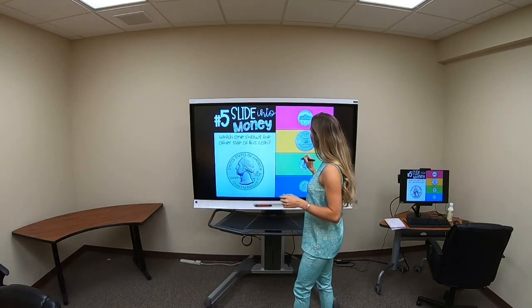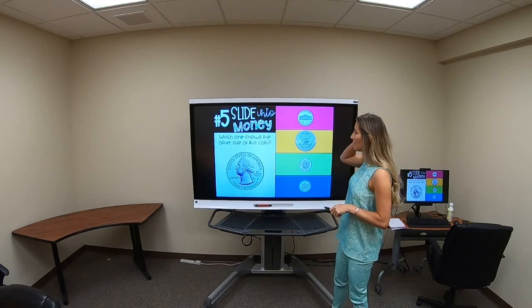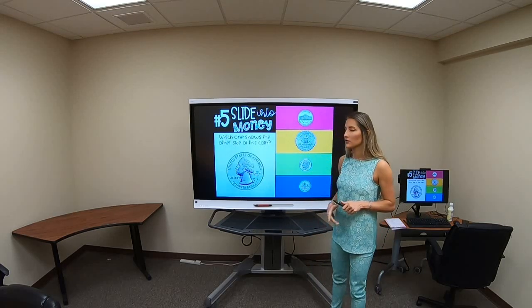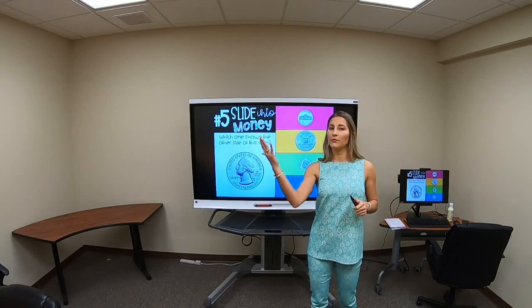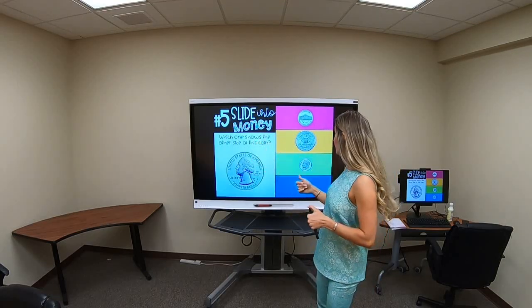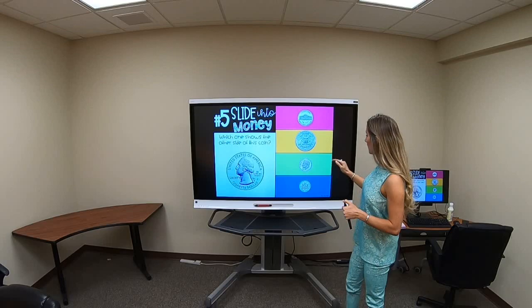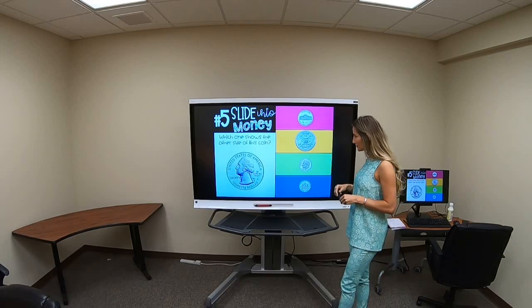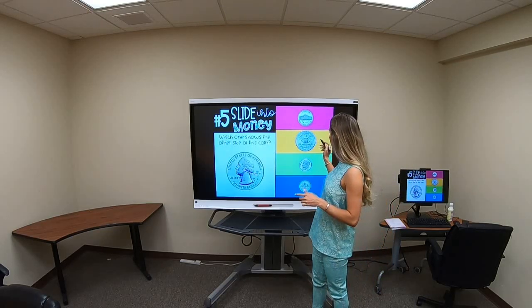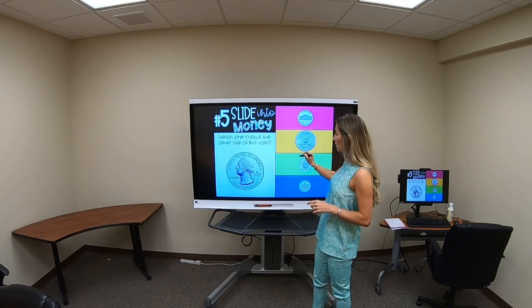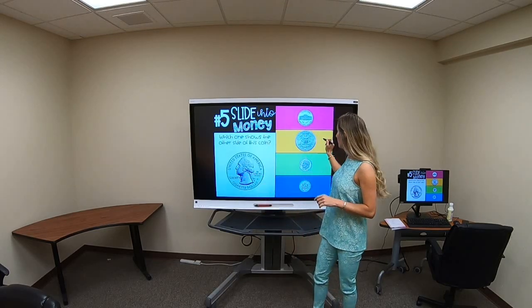Okay, all right, what's number 5? Which one shows the other side of this coin? So they have flipped the coin over and you're trying to find the back side. So it is our first one, second one, third, or fourth. That's right, it's going to be our second one right here. It also says quarter, just like the front does.